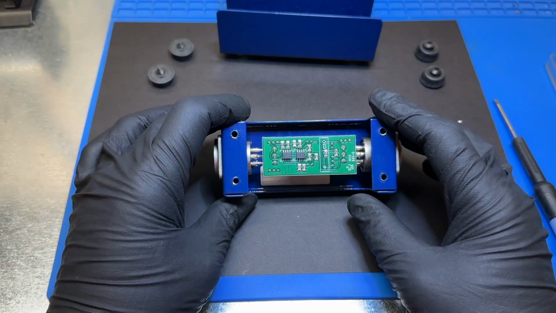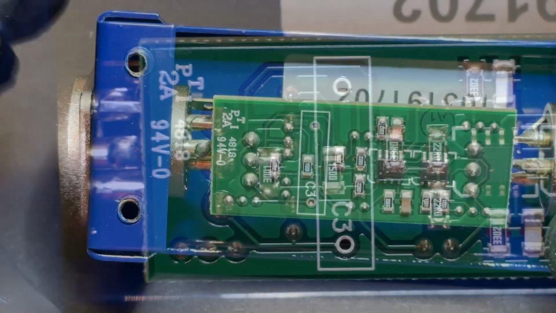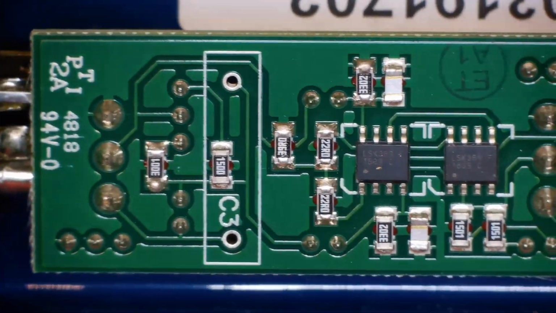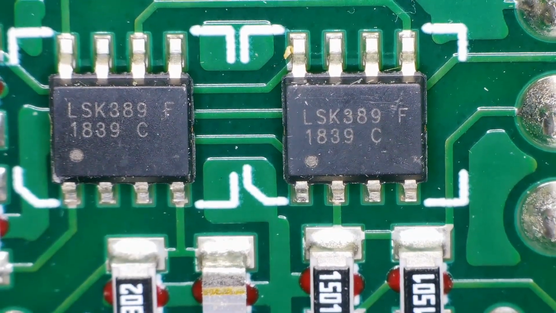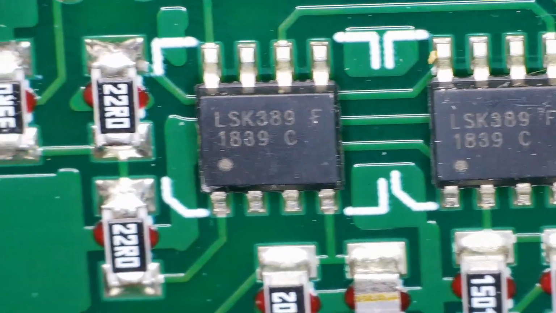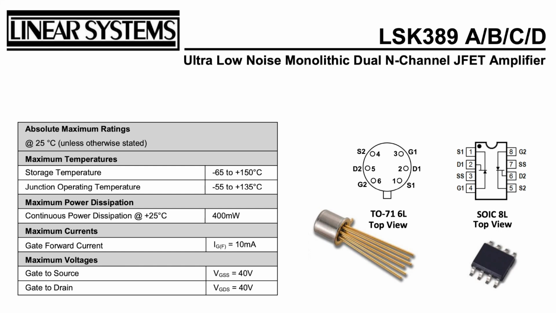Okay, here's the board. It uses surface mount resistors and capacitors in the 1206 package size and two LSK389C JFETs in what I think is referred to as the Cascode configuration. I think I pronounced that right. It's basically a two-stage amplifier. Each LSK389 chip has two JFETs in it for a total of four JFETs used in this circuit.